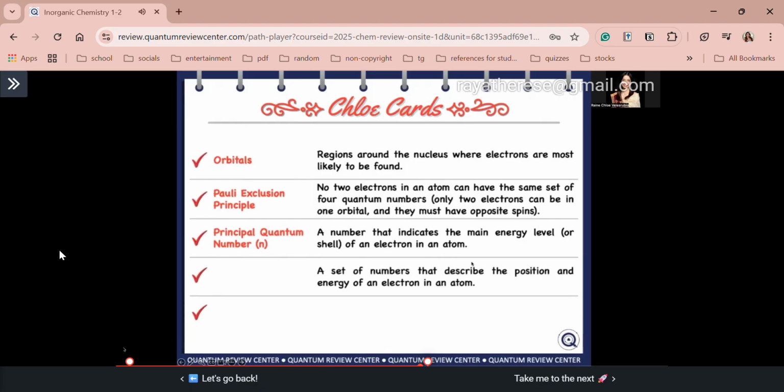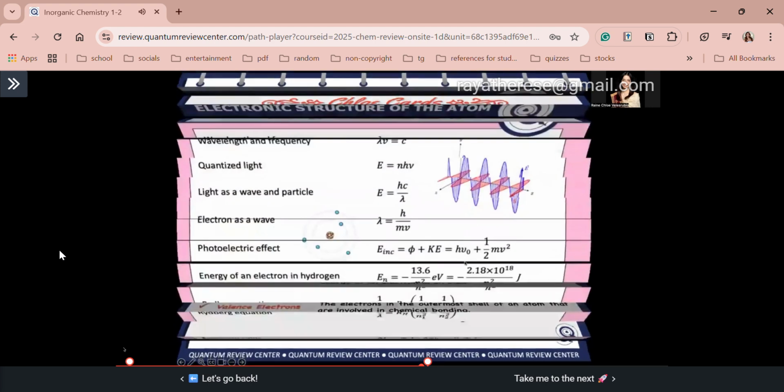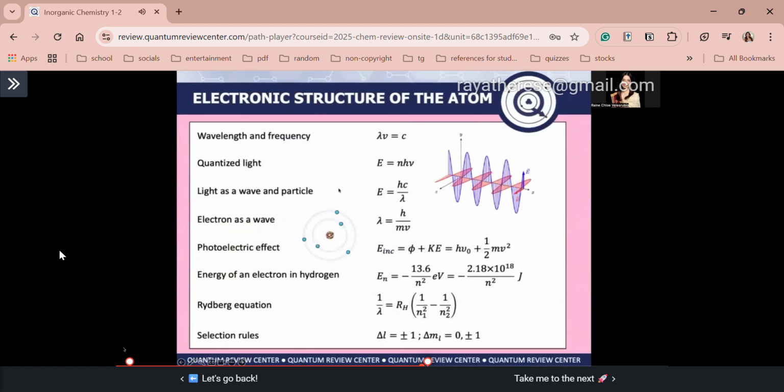A set of numbers that describe the position and energy of an electron in an atom is quantum numbers. Lastly, the electrons in the outermost shell of an atom that are involved in chemical bonding. Tawag dyan, guys? Tama, valence electrons. So this is a summary of our equations in the electronic structure of the atom lecture. Okay? So guys, save nyo na tong table na to for reference.